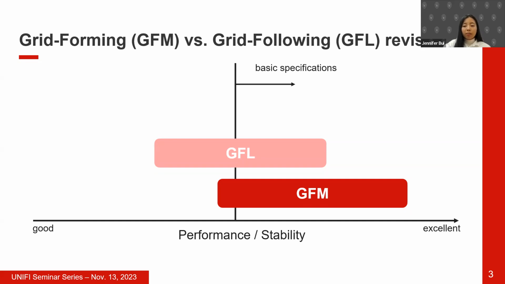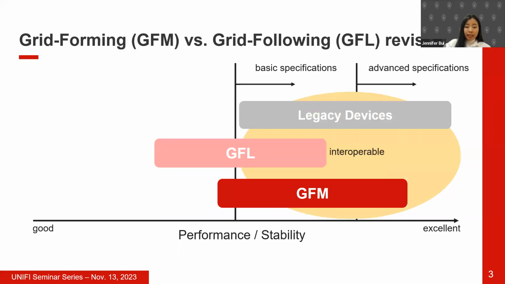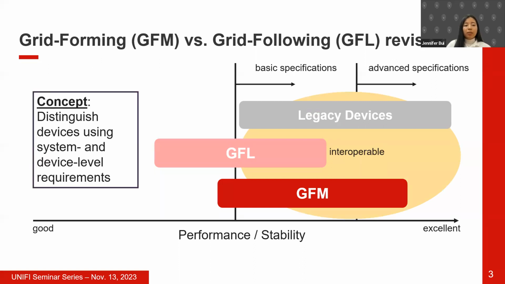We can start off by defining some basic specifications that most converters can meet. And then we can also develop some advanced specifications that only grid forming converters can meet. Whatever the level of the specification, they all help ensure interoperability between the converters as well as with legacy devices. Moreover, the main idea here is that we distinguish devices using system and device level requirements, based on which specifications a device can meet. How do we do this?